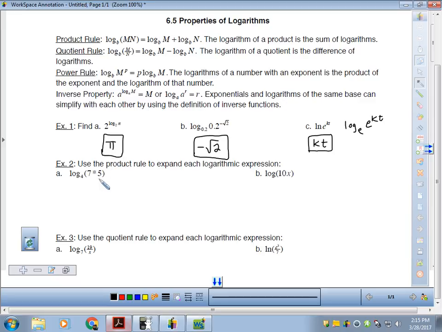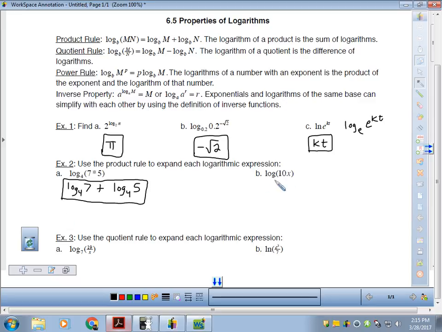Our second one asks us to use the product rule to expand each logarithm expression. So we have log base 4 of 7 times 5. That's a multiplication, so we can rewrite it as an addition. So this is log base 4 of 7 plus log base 4 of 5. So we expanded it out into two logarithms.